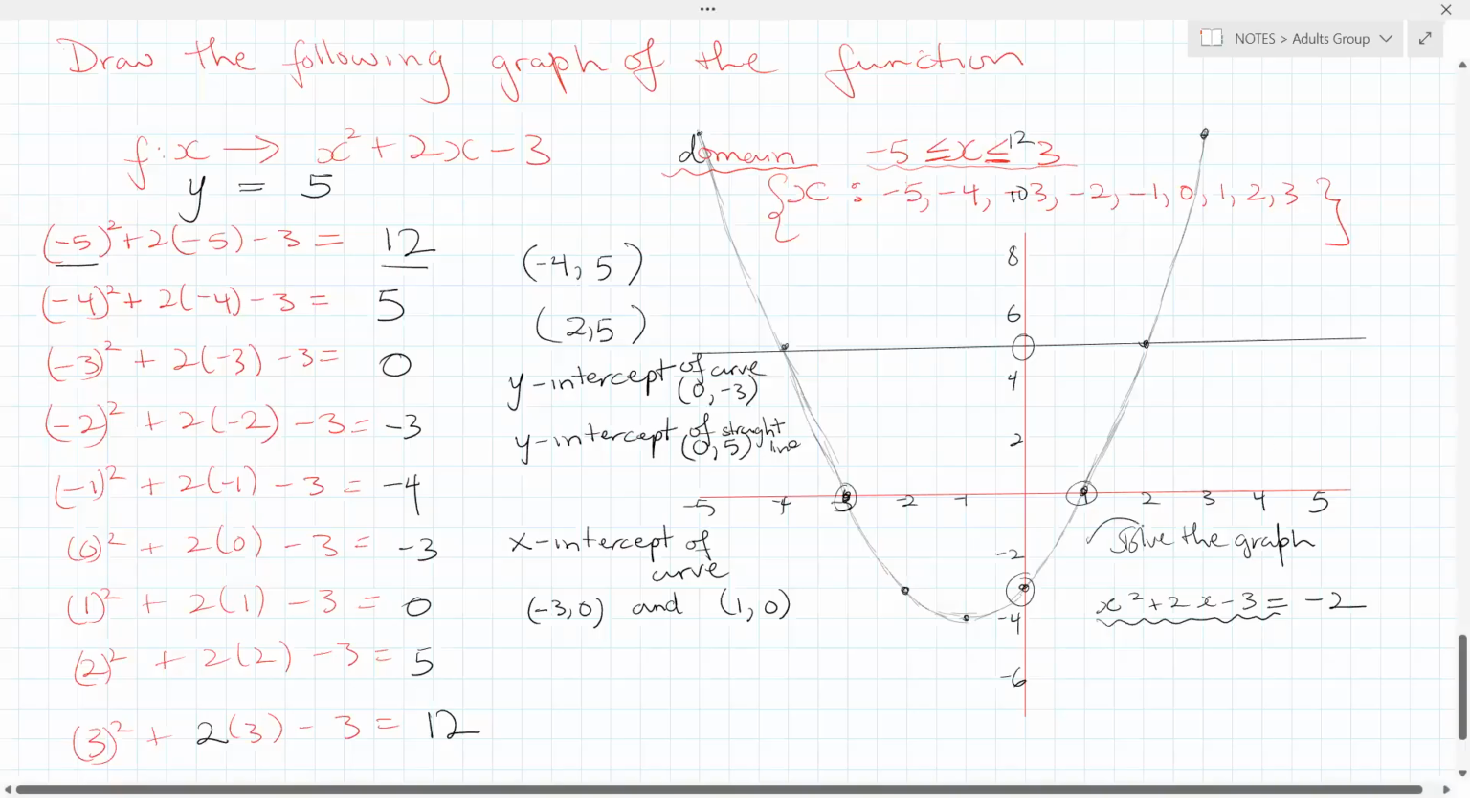So we have a follow-up question here. And this is how a question could come in an exam. Solve the graph x² plus 2x minus 3 is equal to 2. Is this part of the question familiar to you? It's a quadratic. Not just a quadratic, but how familiar is it to you?